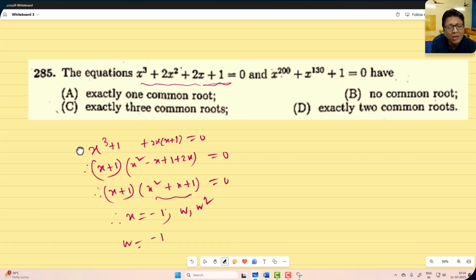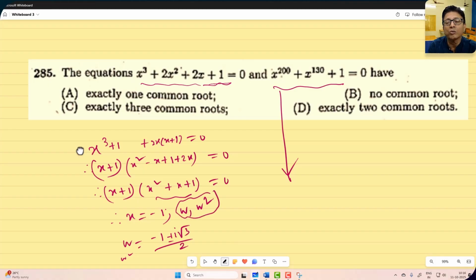Omega is minus 1 plus i root 3 by 2, omega square, here the minus sign will be there. Omega square is given by this. Now, does 1 satisfy this? No. If you put x equal to minus 1, not 1, minus 1, this is 1 minus, no, this is not equal to 0. So minus 1 is not a common root. There is a chance of getting 2 common roots only.